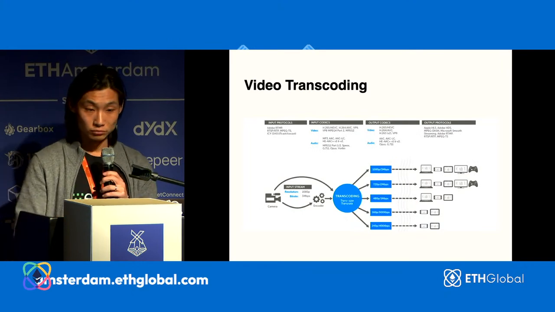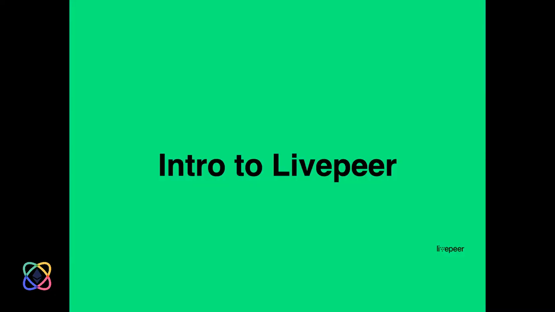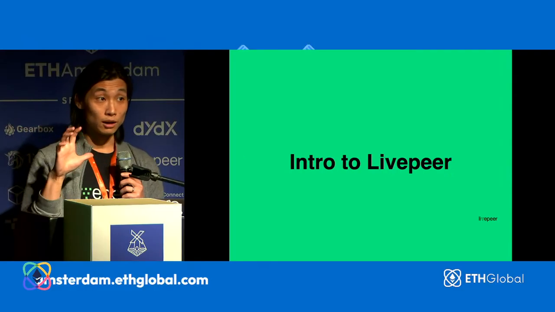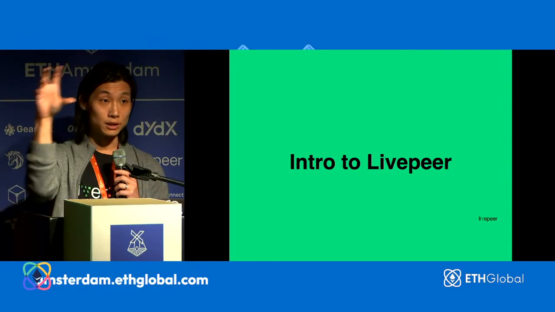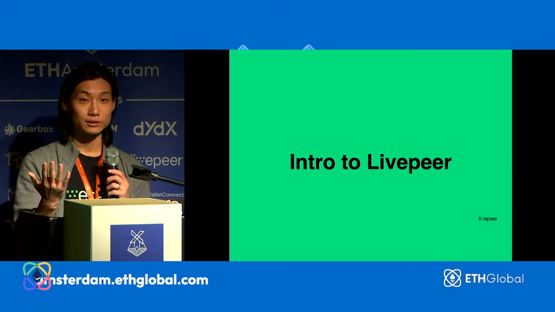So the transcoding workflow looks something like this. You have that transcoding engine, and you can, for example, ingest a 1080p version of video, and you can transcode it down into a 720p and 480p and 360p and 240p, and they're all appropriate for different devices and different networking conditions. So that's a little bit of an overview of video streaming. All of those pieces together make video streaming work on the internet.